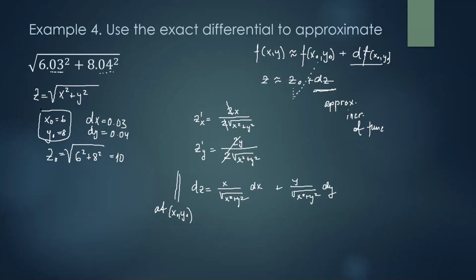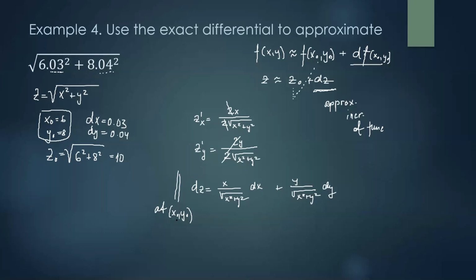Generally, how do we know from which point to start? What to choose for x0, y0? We choose values such that, first, are close to our values, and secondly, for which it is easy to evaluate the function. So, two conditions: close to these values and such that it is easy to do.